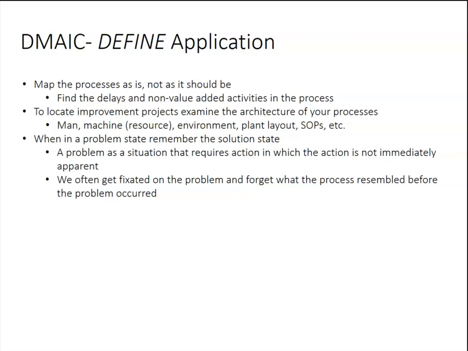So when we're in a problem state, we can't just be stuck in the problem. We have to have our eyes focused on the solution state, which we'll go over a bit later. But the problem is a situation that requires action in which the action is not immediately apparent. So it's a good definition of what a problem is. A situation that requires action in which the action is not immediately apparent. And what happens is that we often get fixated on the problem and forget what the process resembled before the problem occurred.